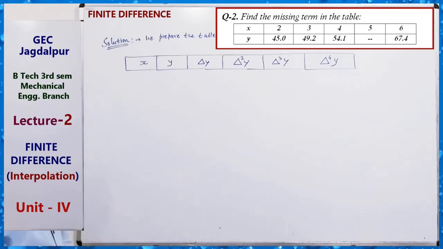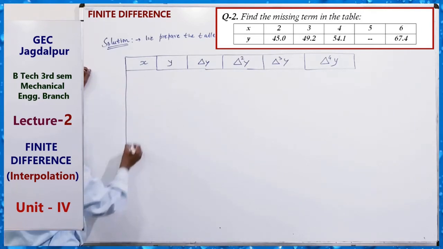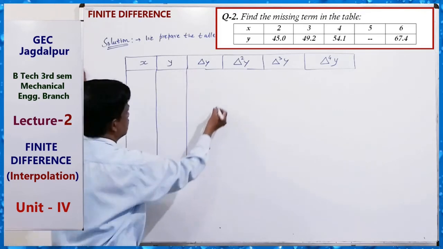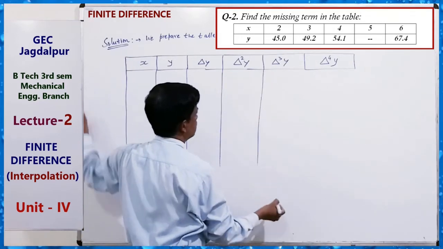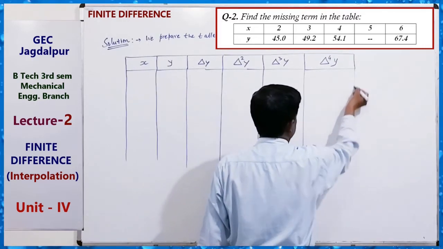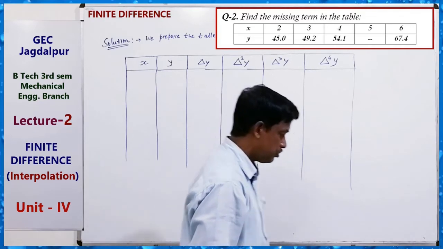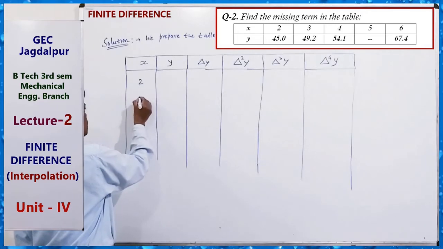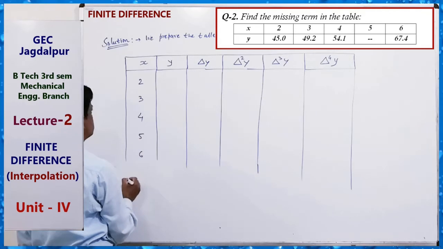Now write the values of x here. Just make the table very sincerely, because the table is very important for finite difference calculus. You have to find values: 2, 3, 4, 5, 6.